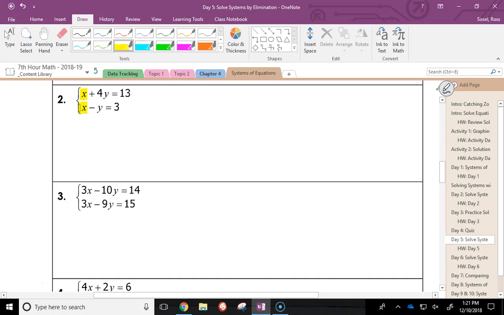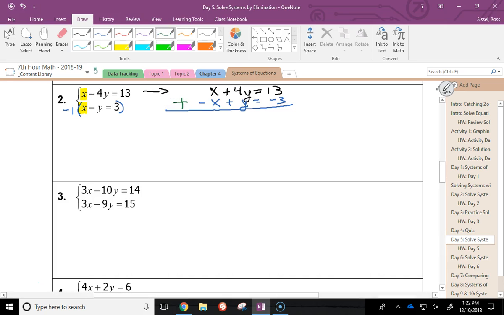Okay, because both of them are positive, I'm going to write down my first one. X plus 4y equals 13. And because the other one is also positive, it had the same positivity to it, I'm going to times it by negative 1. Because I want that x value to be the opposite. So, x times negative 1 is a negative x. Negative y times negative 1 is a positive y. 3 times a negative 1 is a negative 3.